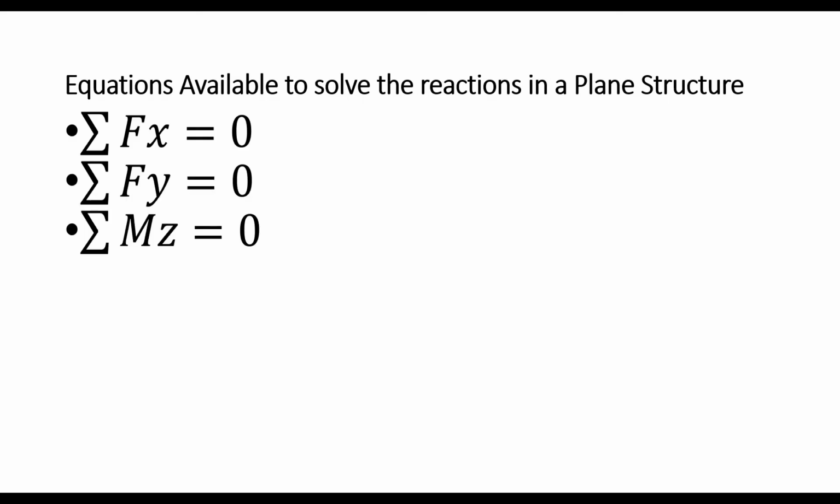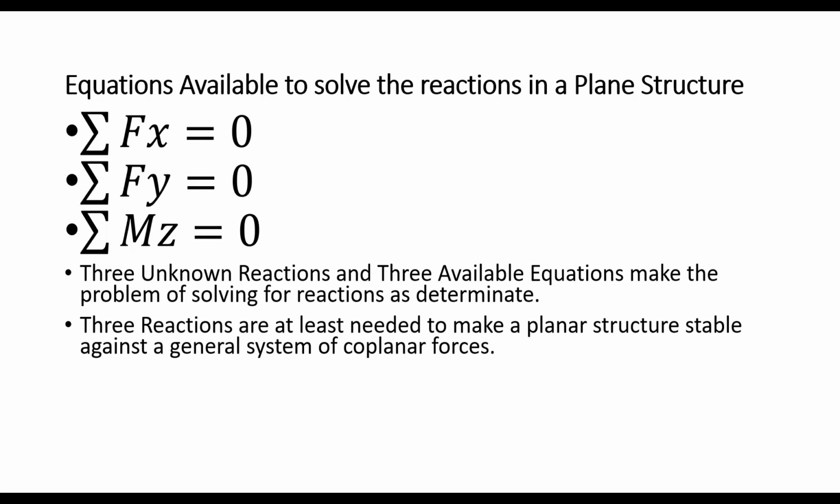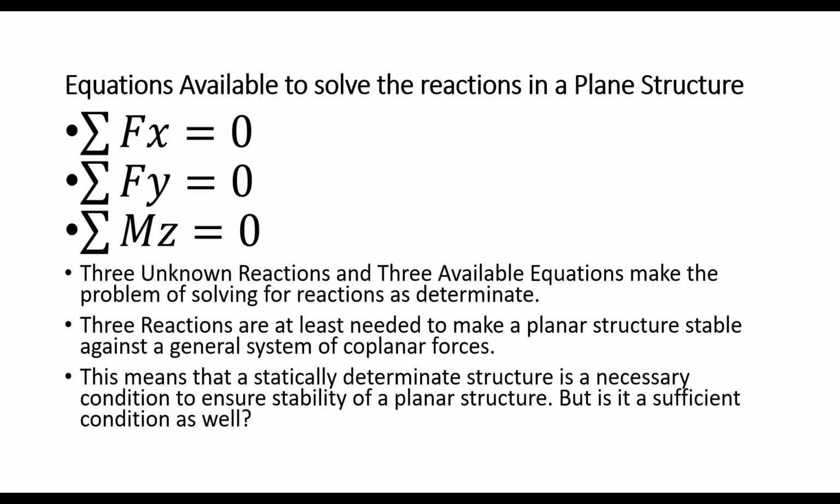Now you may remember from session 7 and 8 that there were 3 equations of equilibrium to solve for the unknown reactions, and we must have at least 3 available reactions for the stability of the structures. Thus, 3 equations and 3 unknowns make the problem a determinate one. That is, we can solve for the reactions by using the available equations. So we can conclude that a stable structure has to be statically determinate. This is a necessary condition of equilibrium. But is this also sufficient? We will answer that in a while.